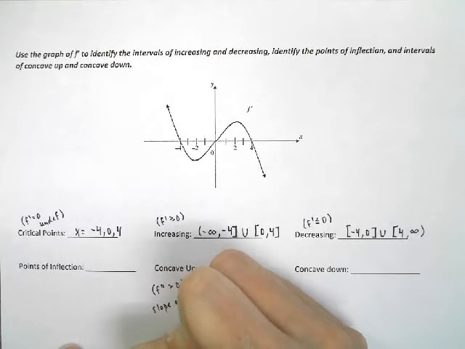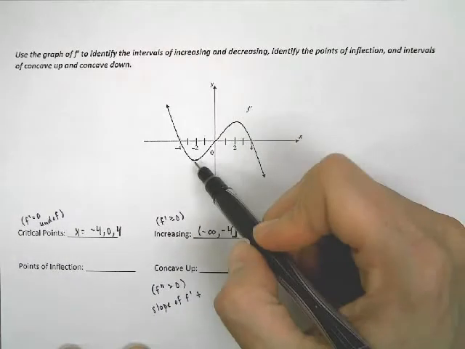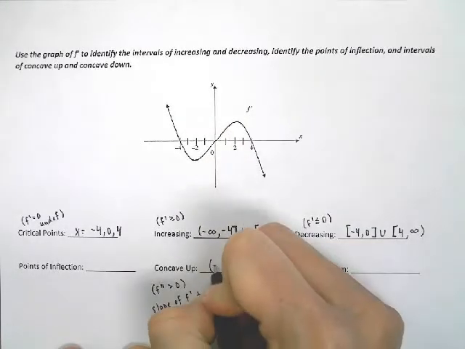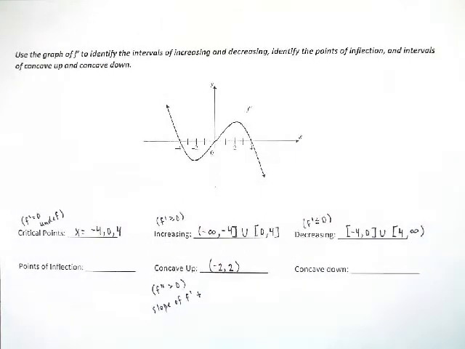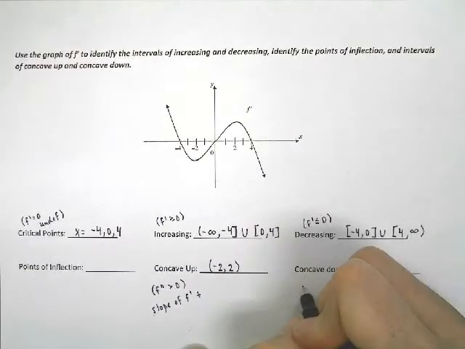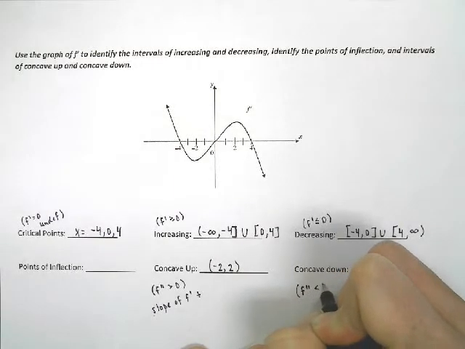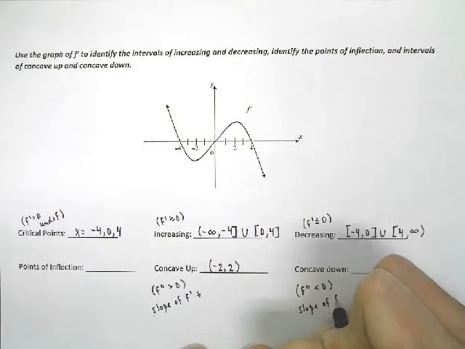And again, I'm working with an open interval here because that's a second derivative. Concave down, again, is just where f double prime is less than 0. So I'm looking for where the slope of f prime is negative. I can see that's happening here. Negative slope from negative infinity to -2. And again, from 2 to infinity.